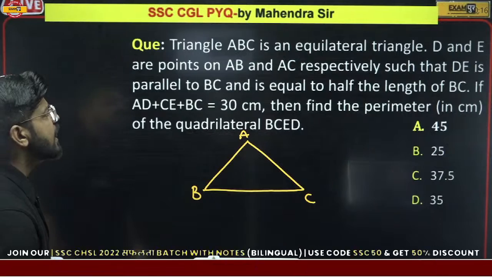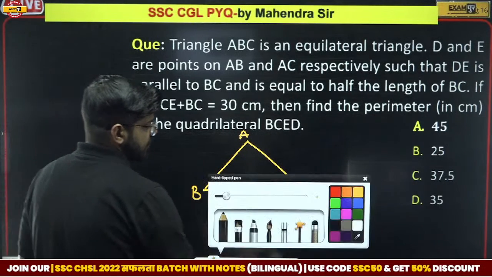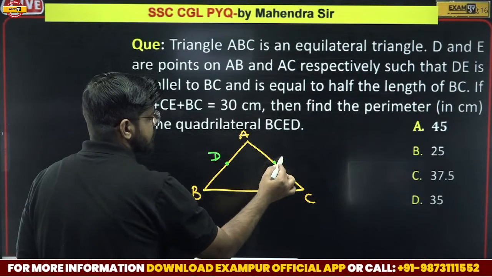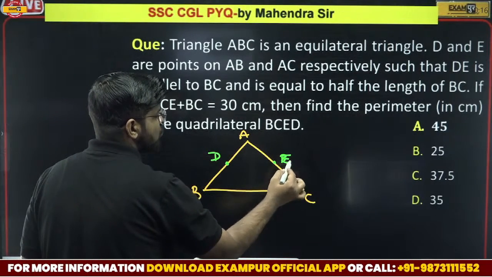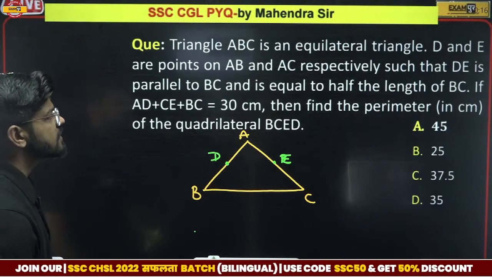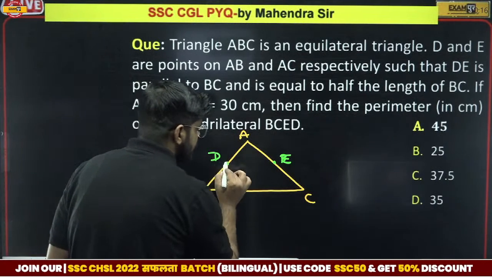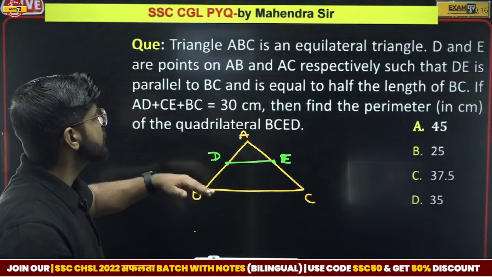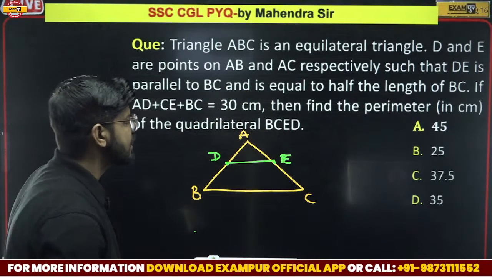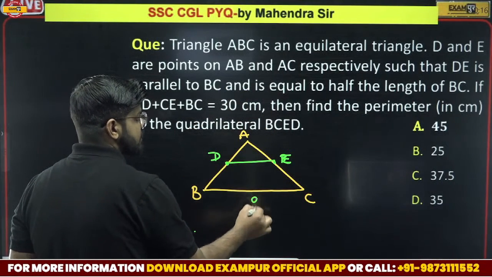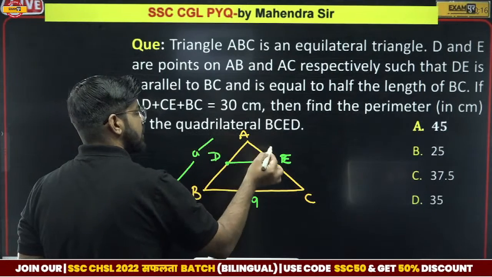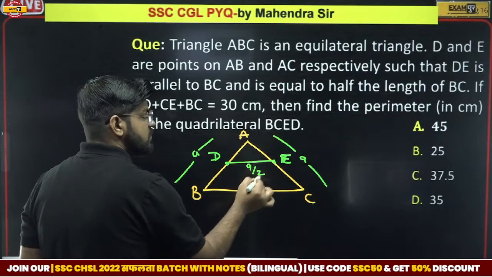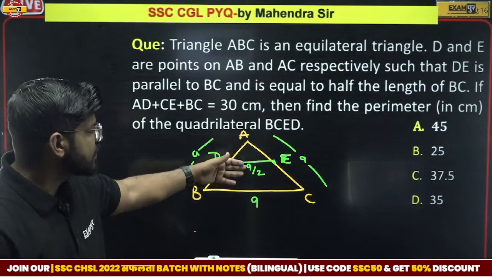Now D and E are points on AB and AC. So here is D and here is E. These are two points respectively such that DE is parallel to BC and is equal to half of the length of BC. That means this is A, this is A and this is A, and this is A by 2. This is half of the length of this A.